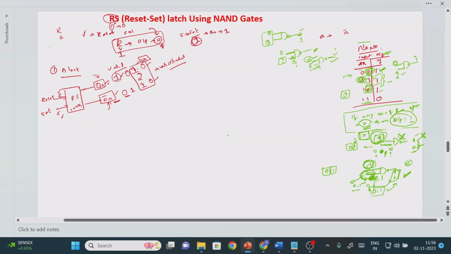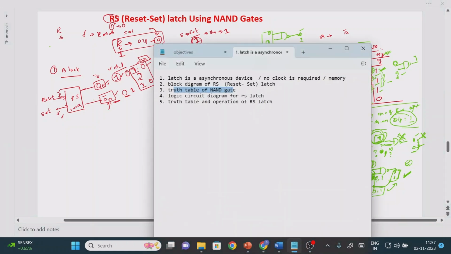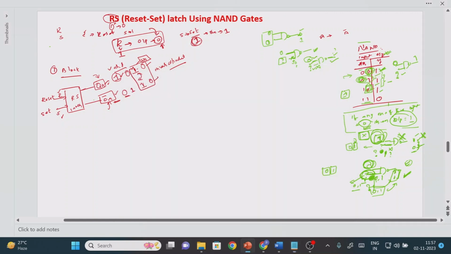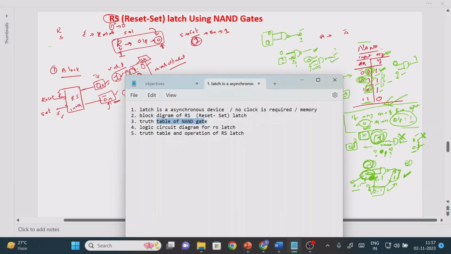If you remember this, the next procedure will be much easier, right? So what steps have we completed so far? We have completed the block diagram representation of reset and set. Once that is done, we have drawn the truth table of the NAND gate. So if we know only a single input, we can find the output value by using this truth table and logic. Now the next step is to draw the logic circuit diagram for the RS latch, right?